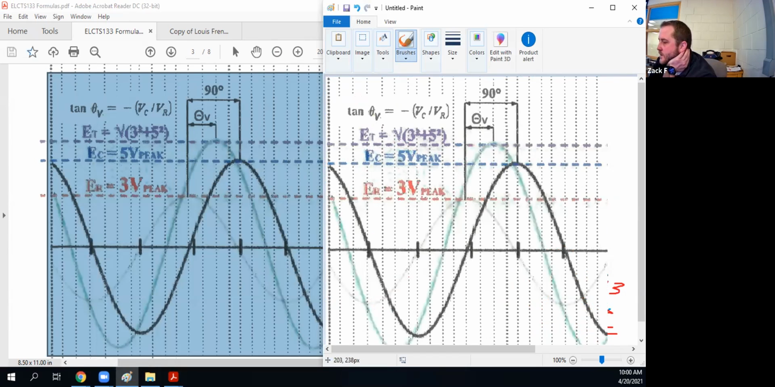Okay. So if I have a resistive peak here, represented by the red line, 3 volts, and I have a capacitive peak here, 5 volts, the total is not up here at 8, right? This would be 8 somewhere up here. The total is this 5.8. You see how they're 90 degrees out of phase though? From this point to this point, the peaks are 90 degrees out of phase.